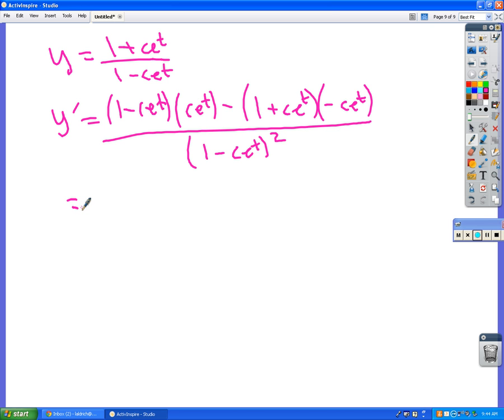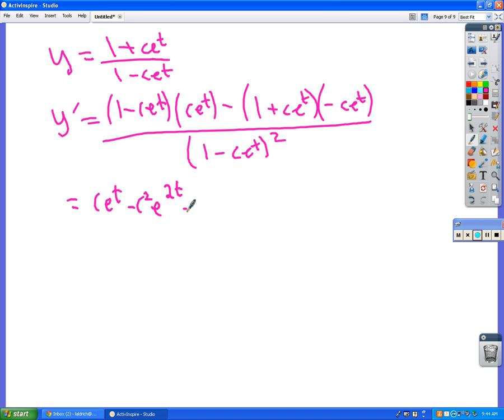Let's multiply some of that stuff out. So if I distribute this, I get C E to the T minus, what do you get when you multiply those two things together? Minus times positive is minus. C times C is C squared. And E to the T times E to the T is E to the 2T.